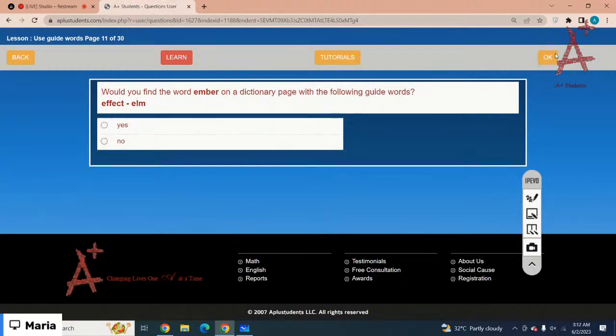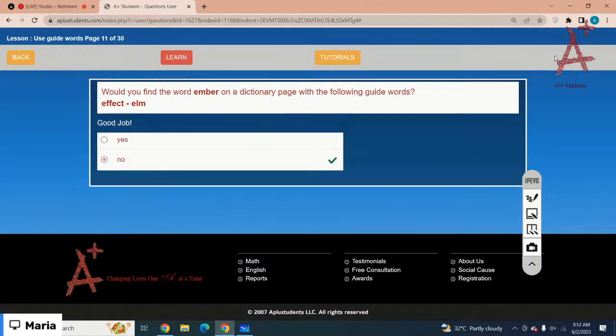Okay, would you find the word amber on a dictionary page with the following guide words effect or elm? L, M. It would be no because M is after the L, so it would be no. You cannot find the word on the same page. Got it?